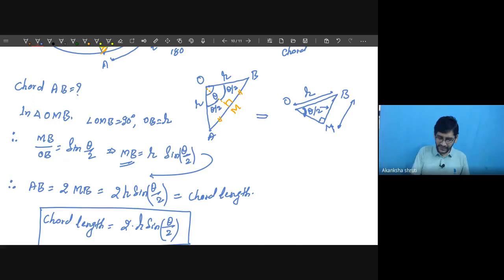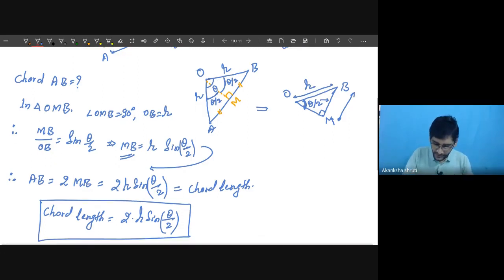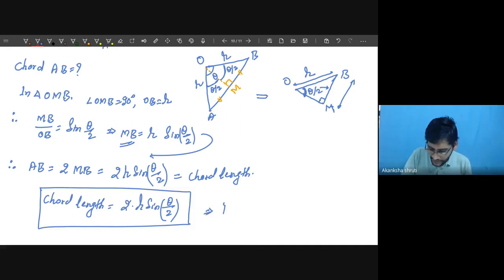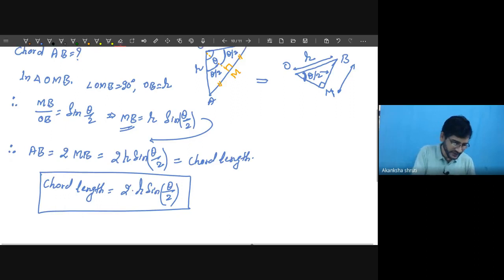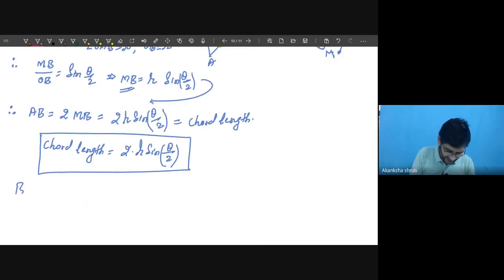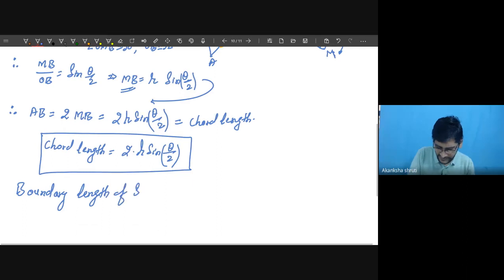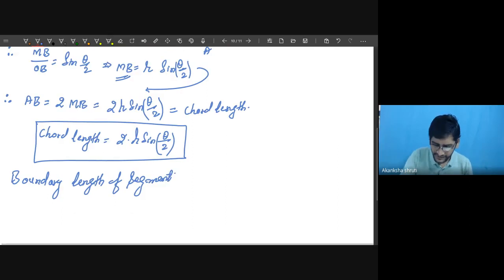So that's why I apply the concept of trigonometry. By another approach, I will also show you. So this way, what will be the boundary length of this segment? Yes, student, what will it be?